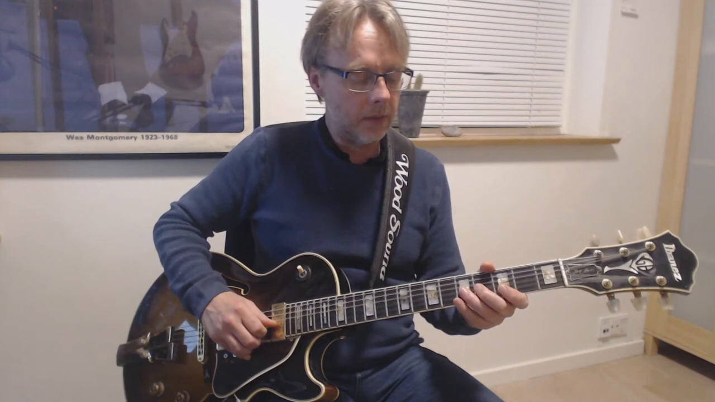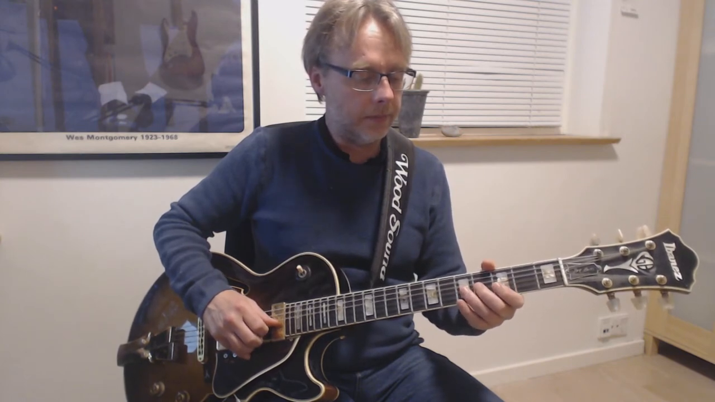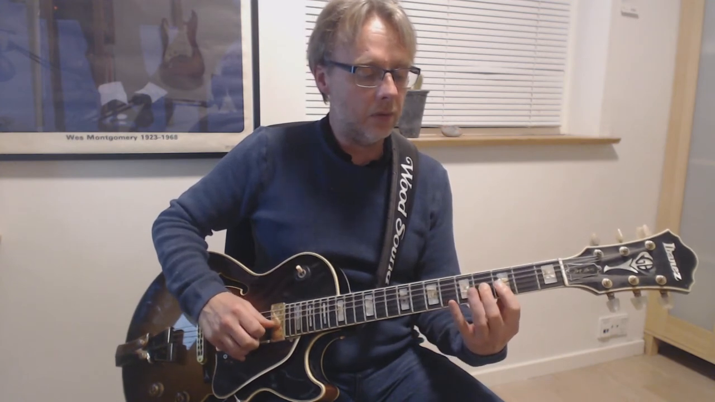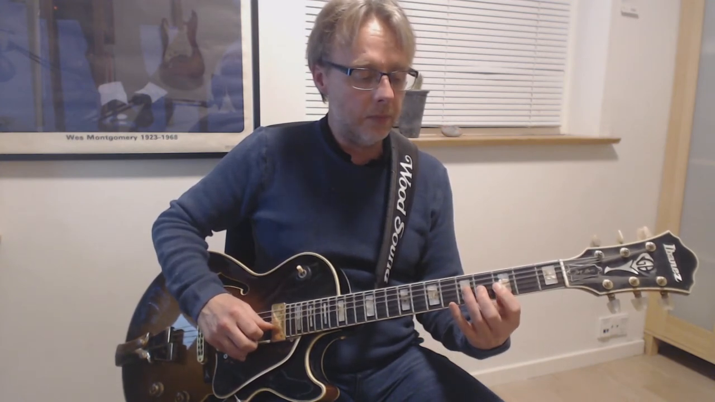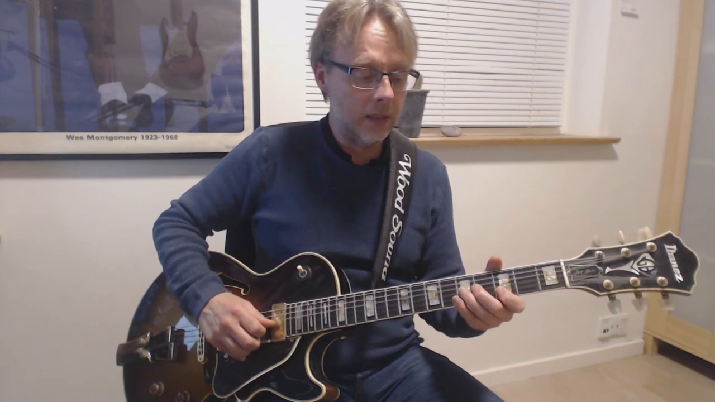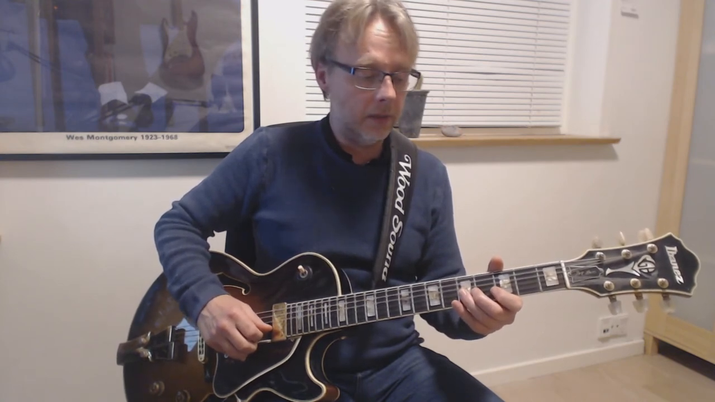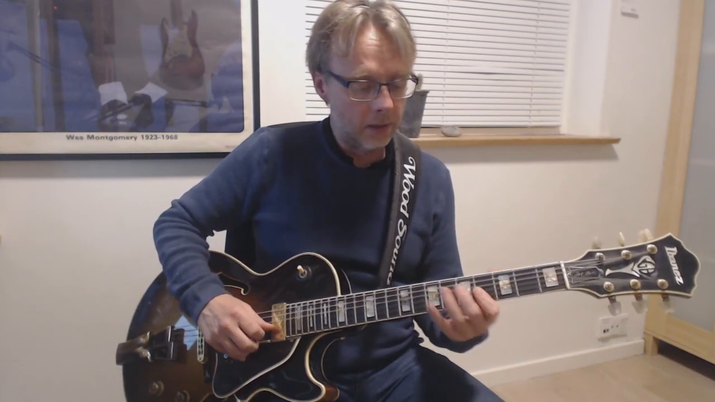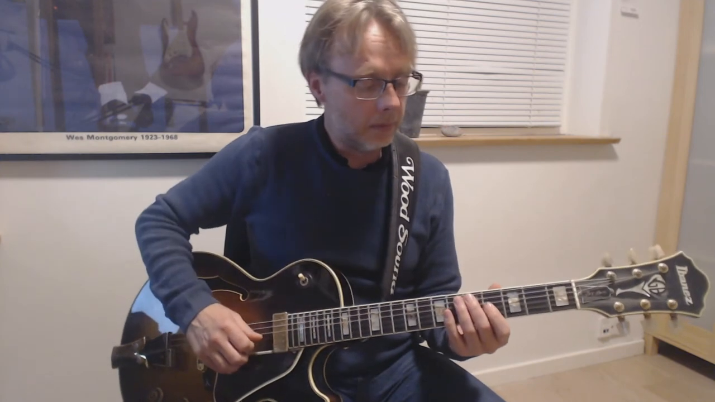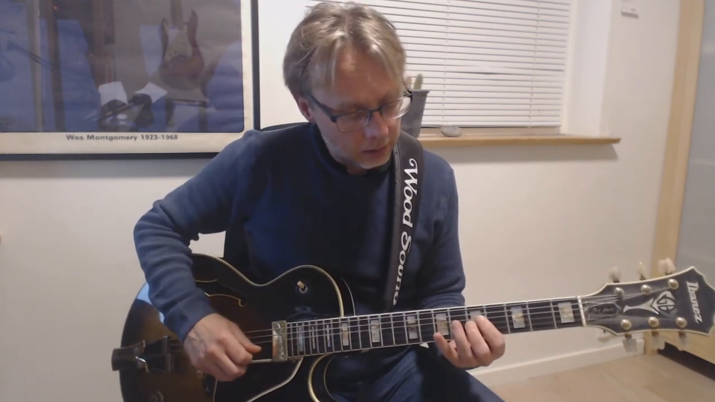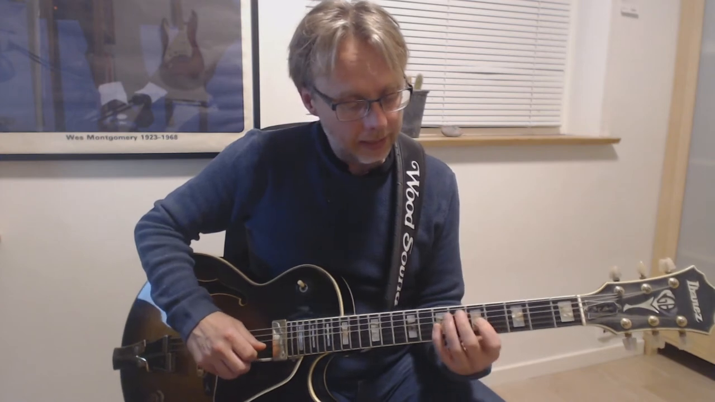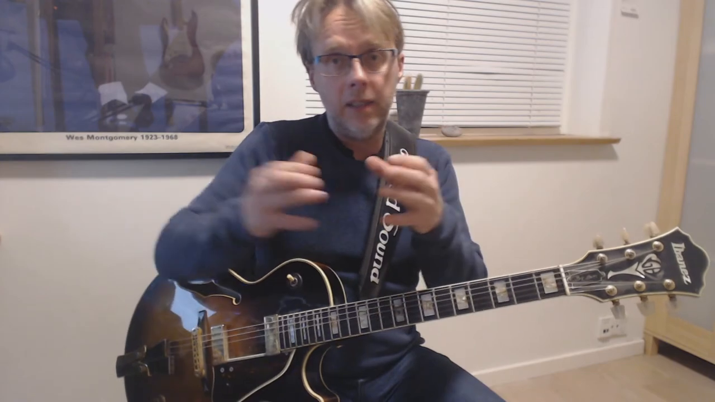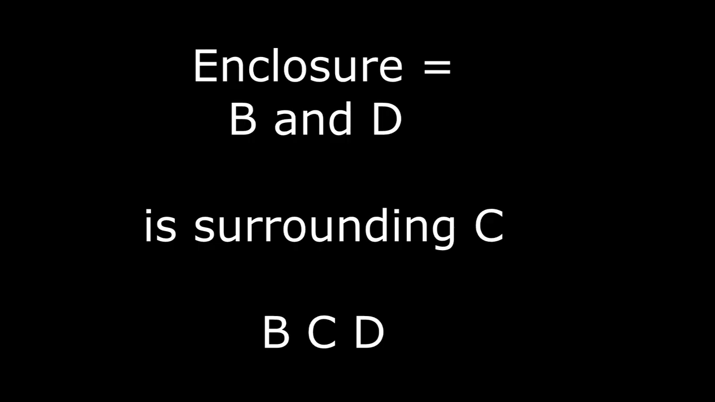So we go from B down to A sharp, up to B, and then up to D, and then to C. You can also play it horizontal, so it's maybe easier to see. So the B and the D make an enclosure, so it's surrounding the C.